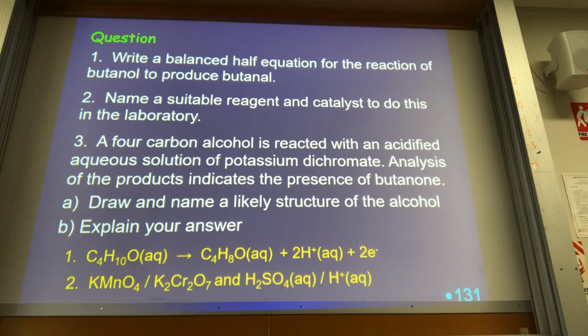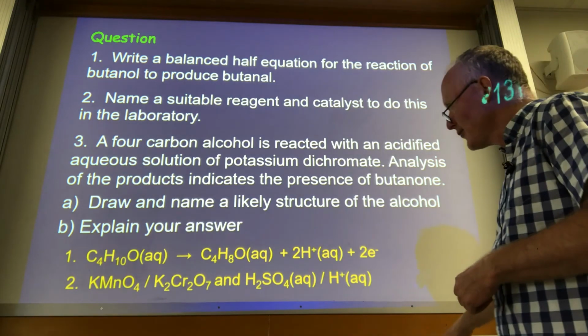Now, the last question on this set, we have a 4-carbon alcohol that we attempt to oxidize. We reacted it with potassium dichromate, that means we're oxidizing it, and we know that depending on where the OH group is, either it won't react at all if it's a tertiary alcohol, it will produce a ketone if it's a secondary alcohol, or it will produce an aldehyde or a carboxylic acid if it's a primary alcohol. So in this case, butanone is a ketone, so that means it must be a secondary alcohol.